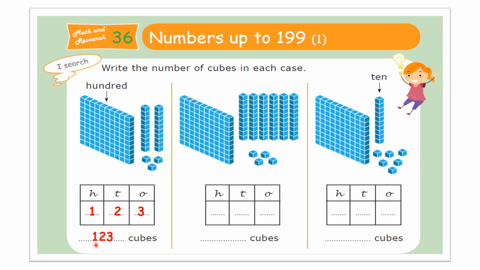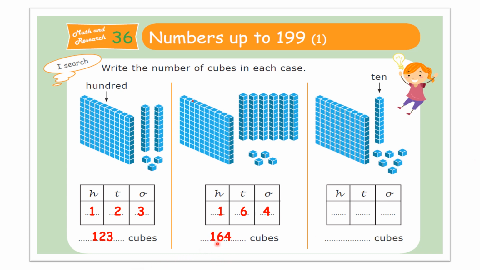Yes, 123. Okay, this is how we read it. 123. Now, let's go to the second picture. Again, the hundreds are, yes, 100. What about the tens? 1, 2, 3, 4, 5, 6. So we have 6 tens. Let's write 6 in the tens place. And the ones, 1, 2, 3, 4. So we have 4 in the ones place. So what is my number?